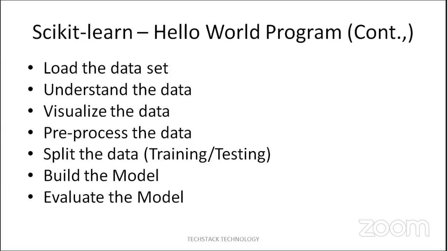Then another step is splitting the data. Totally we get the data, and the data needs to be split into two. One is for training purpose, another is for testing purpose. So we give the training data to the model, so the model learns based on that training data, and we give the test data to the model for evaluating the performance. That's the thing.